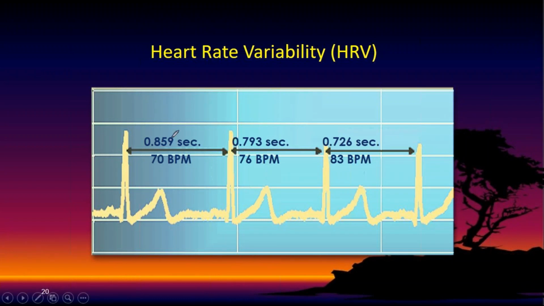So from this peak to this peak, we can see that it's 0.859 seconds. And if this was to repeat over and over again, it would come out to 70 beats per minute. This one is a little bit lower, so that would come out to 76 beats per minute. And lower again would be 83 beats per minute. So what the heart rate variability is doing is taking these three measures and leveling them out into one number, which is your heart rate variability, how it's varying from beat to beat. And we'll see how that's important as we go along here.